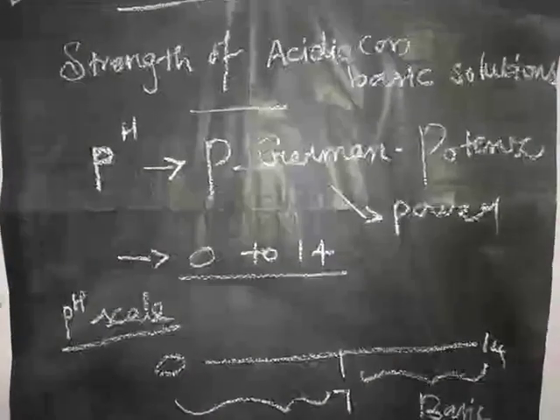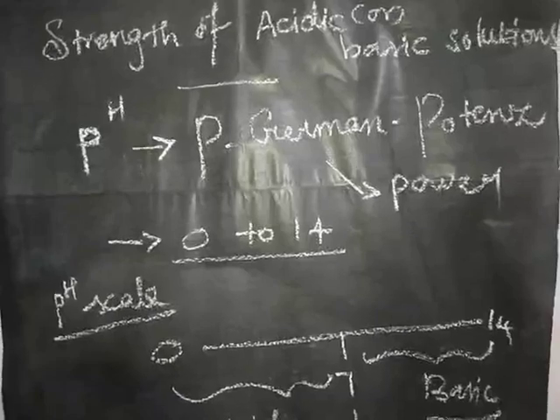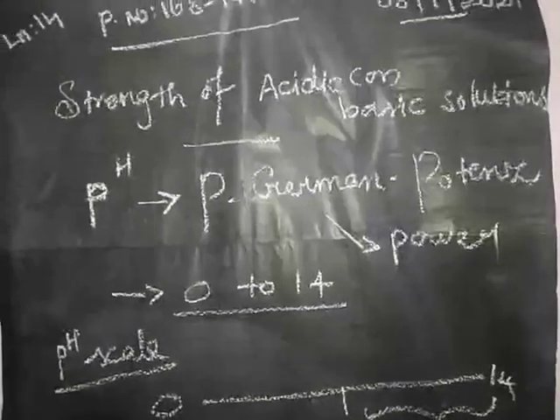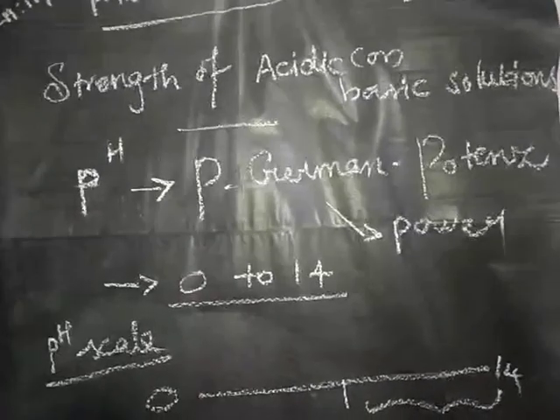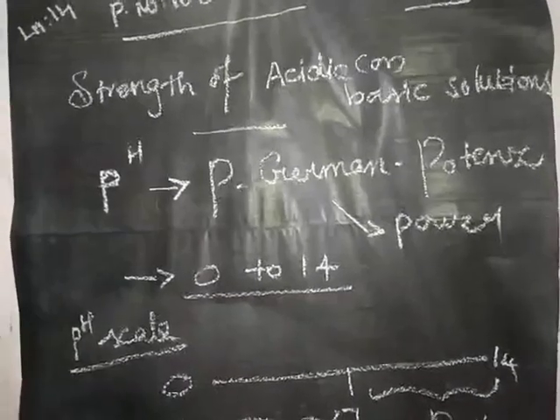Good morning children. Last class we discussed: what is meant by acid, what are the sources of acid, physical properties, chemical properties, and uses of acids. In the same way, what is meant by base, what are the sources of base, physical properties, chemical properties, and uses of base.